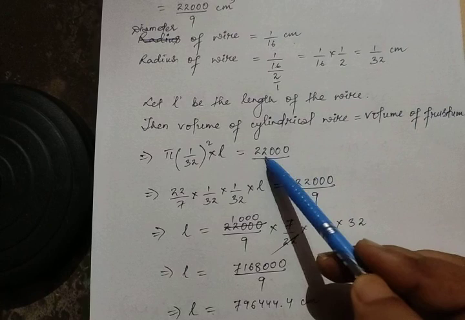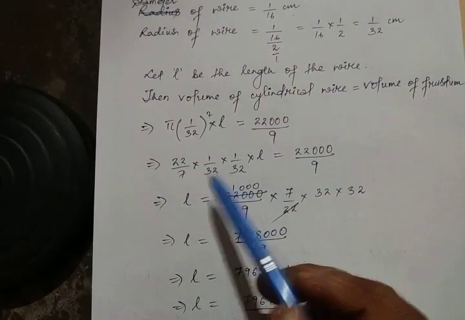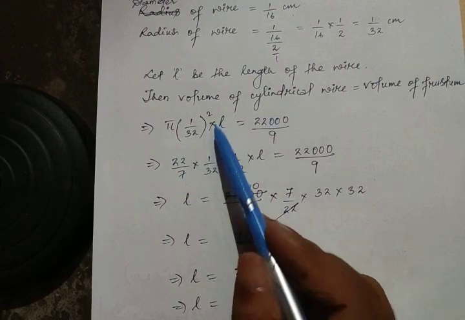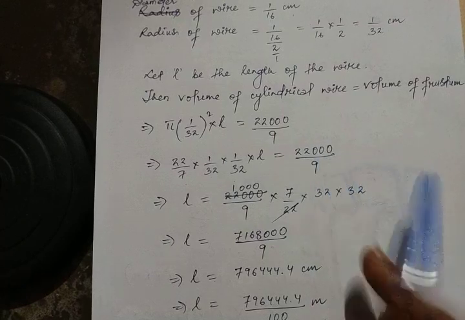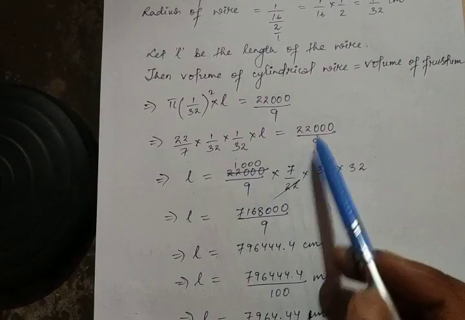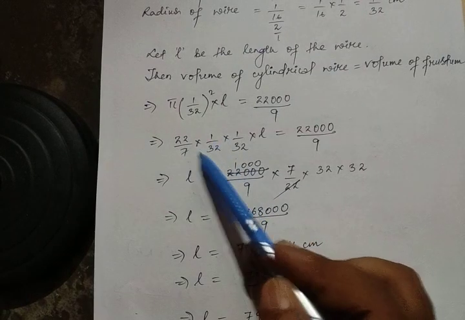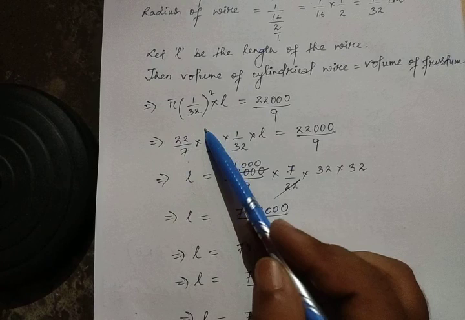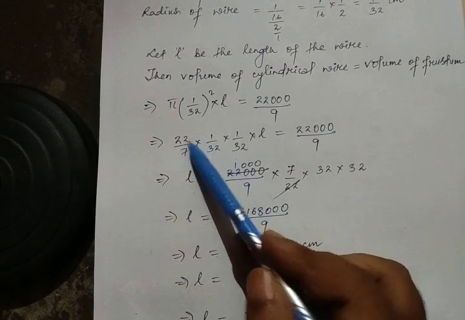And the volume of the frustum I got as 22,000 by 9. So now let us put the values here. So here pi is what? 22 by 7 into 1 by 32 square. So 1 by 32 into 1 by 32 into L equals 22,000 by 9. So only L will be what? 22,000 by 9. And see, this part is multiplied and this part is divided. So if we take it to the other side, it will be reciprocal. That means the numerator will go to the denominator, and the denominator will go to the numerator.